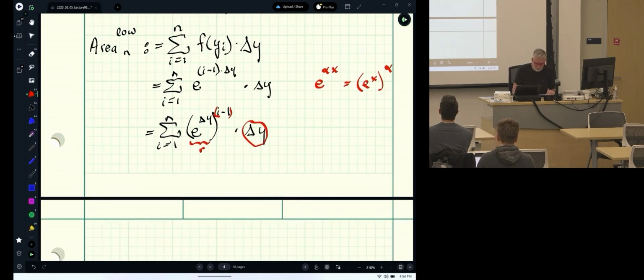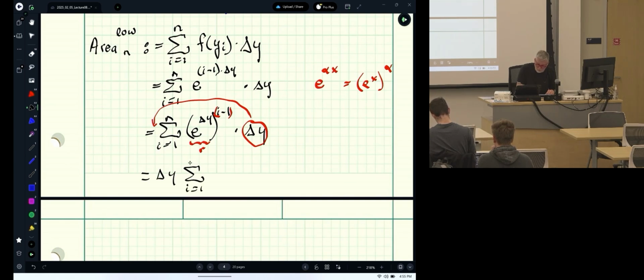And so this looks like we're adding powers of a variable from 1 to n. Now this is a constant. It doesn't depend upon i, so we can bring it out. And so that's what we're going to do. You guys already did it. Okay, so delta y, and then the sum i equals 1 to n, e to the delta y raised to power i minus 1.